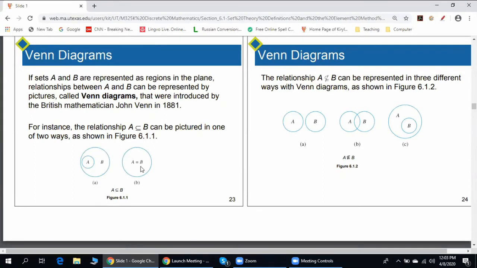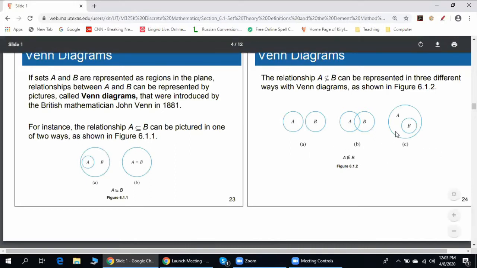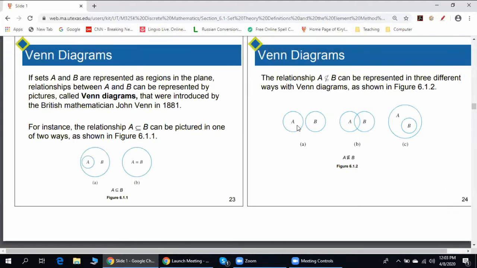On this picture, 6.11, A is a subset of B, B is a subset of A, therefore A is equal to B. Now, over here, these are examples when A is not a subset of B. In picture A, A and B do not have common points. On picture B, there are points in A which are not in B. And now on picture C, B is a subset of A, not A a subset of B.